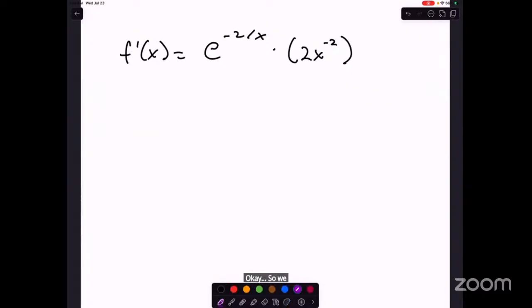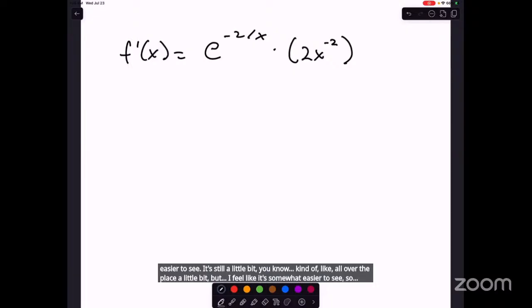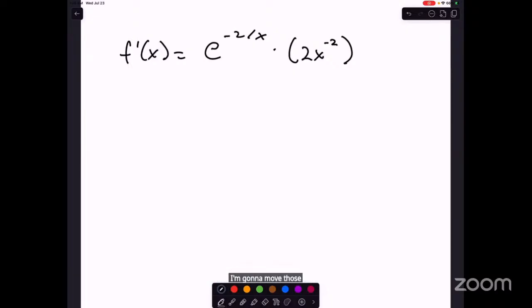So we got those negative powers. Sometimes I feel like it's easier to see it if you're dealing with a negative power, just go ahead and put it in the denominator. It's still a little bit all over the place, but I feel like it's somewhat easier to see. So I'm going to move those to the denominator. We're going to have what? x squared, e to the 2 over x, under 2.